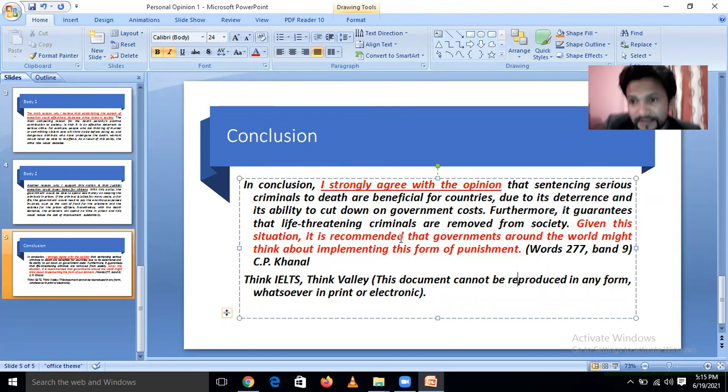The money is needed when the sentence is given, when the prisoner is kept in jail for a long time, the whole life, and then he has to be paid for by the government, the money for the food and other things. And then also the government has to give the salaries to the prison officers. So you need to fully go on the topic and stick to the same point and develop. So this is one essay.